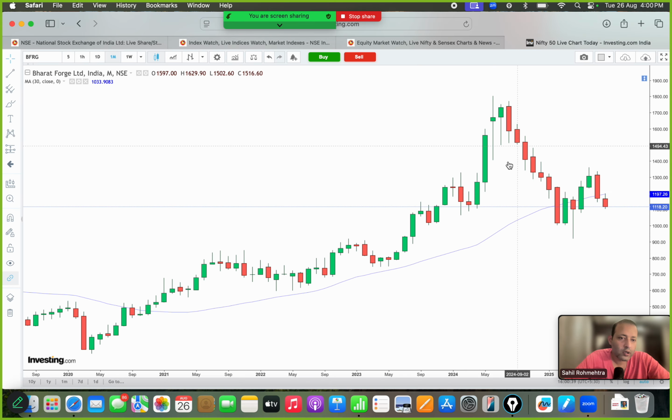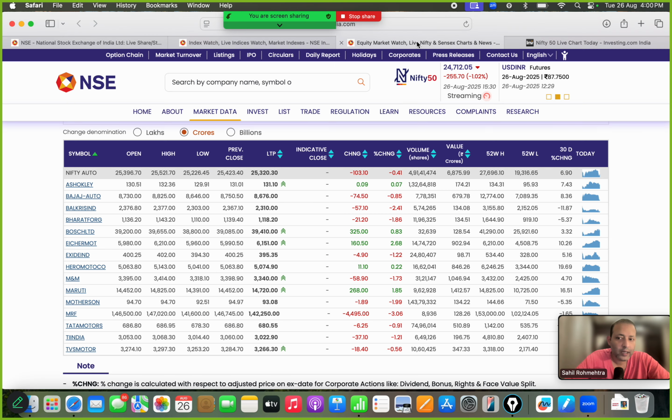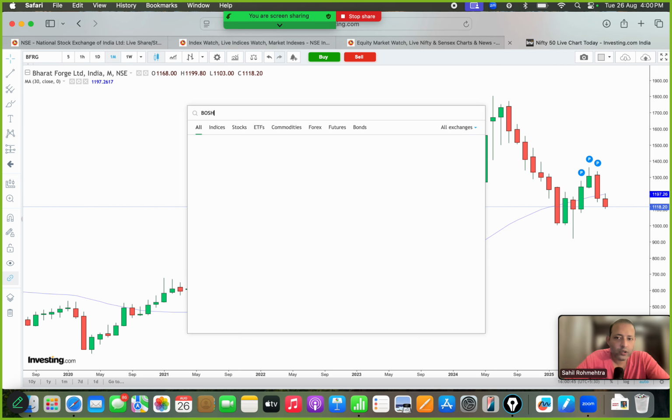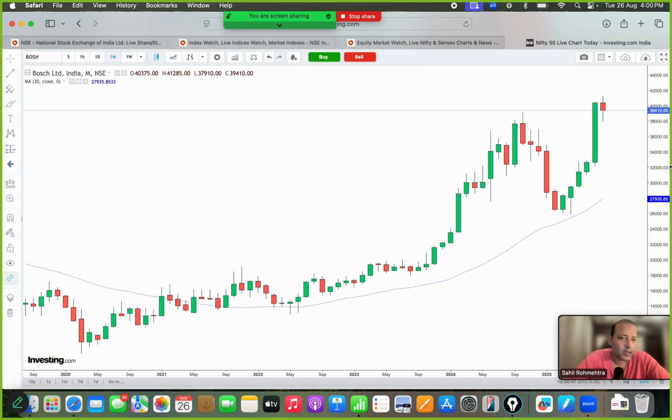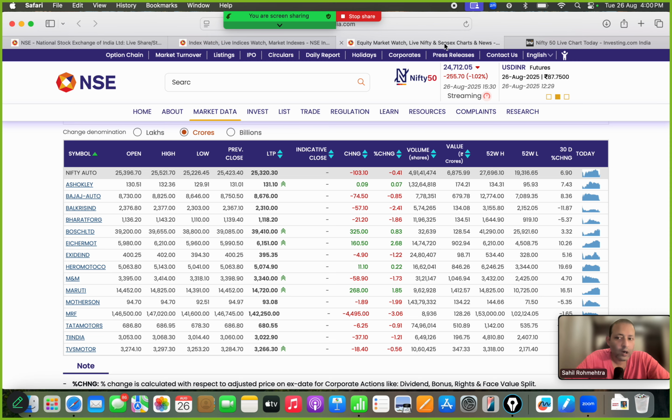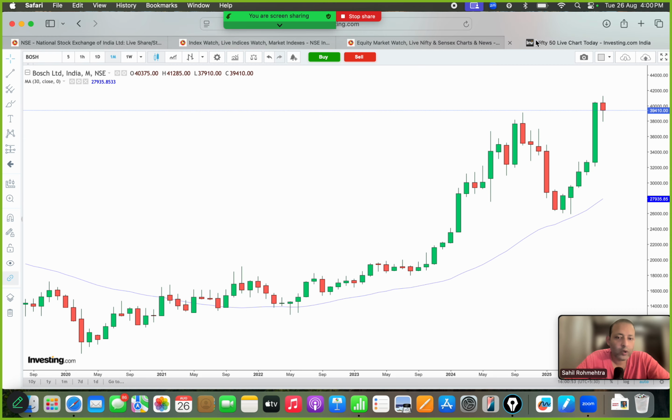Bharat Forge, obviously rejected. It's clearly tested the 30 period, which is weaker than the index. Bosch, obviously we know it's creating new highs, so it is selected. It always defended the 30 period. So we got that part right. Eicher Motor is also creating new highs, so it is also selected.